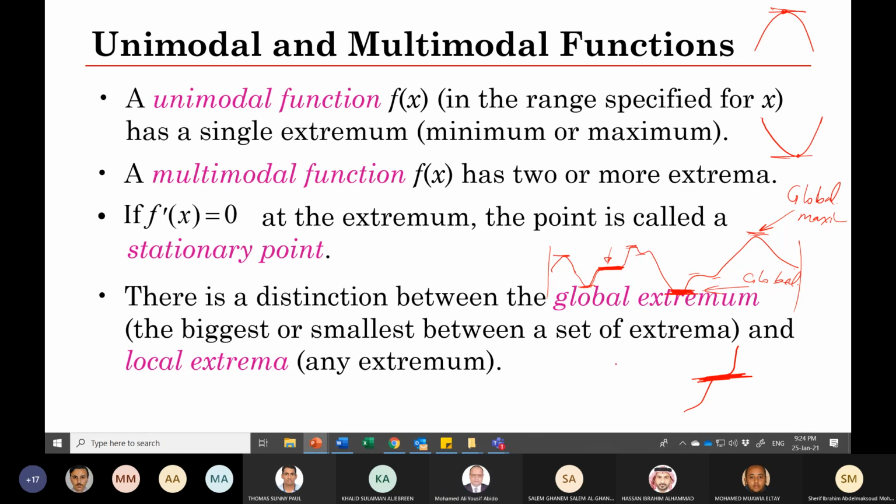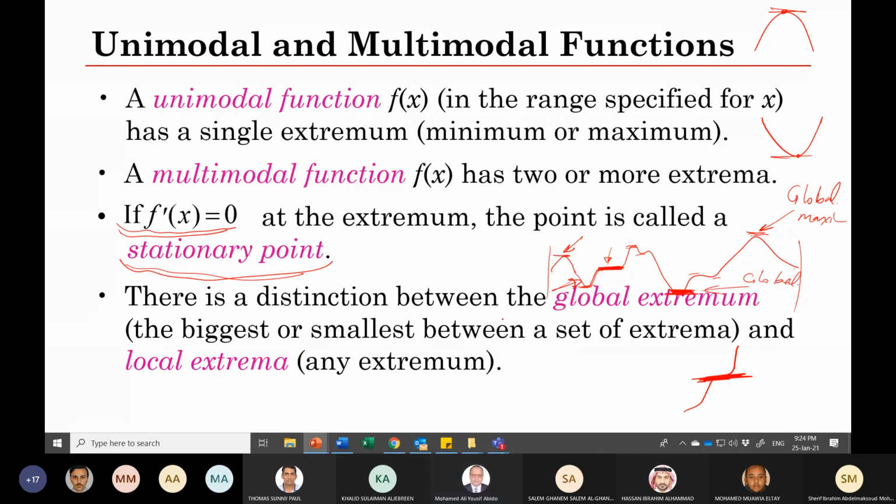And here we define the stationary points. What are the stationary points? The definition of a stationary point is that the derivative equals 0. So a derivative equal to 0 means a stationary point. And this stationary point could be a local maximum, could be a local minimum, or could be a reflection point.